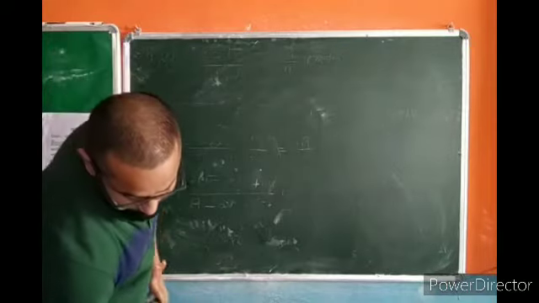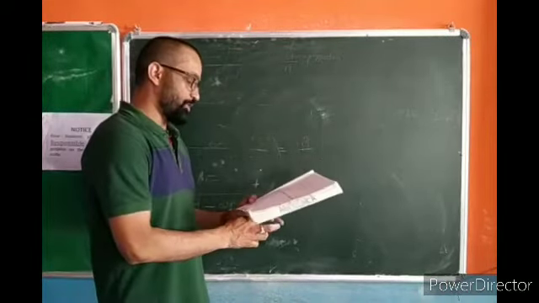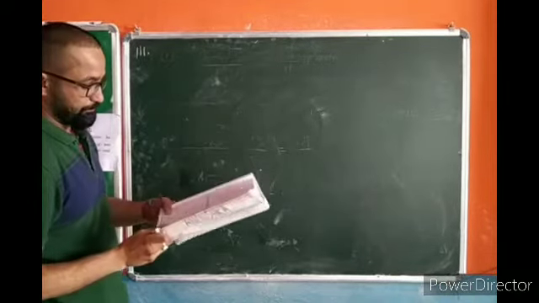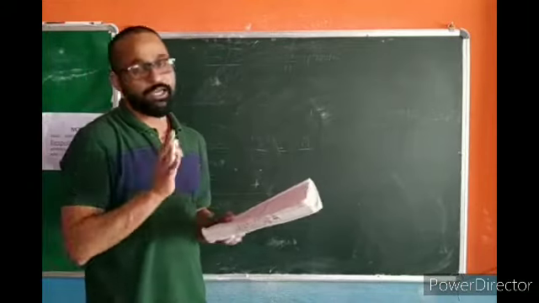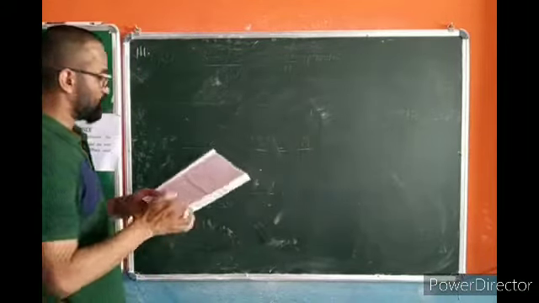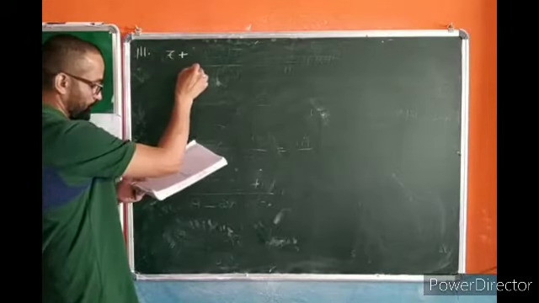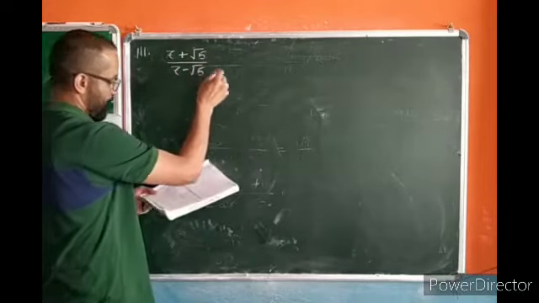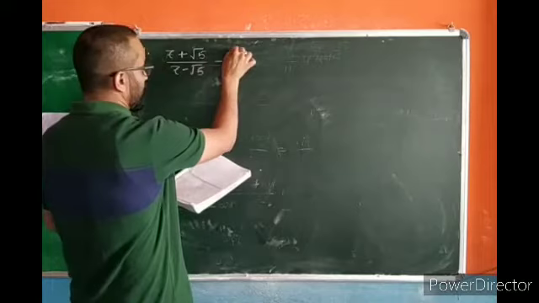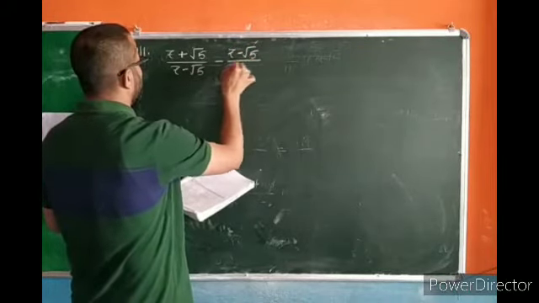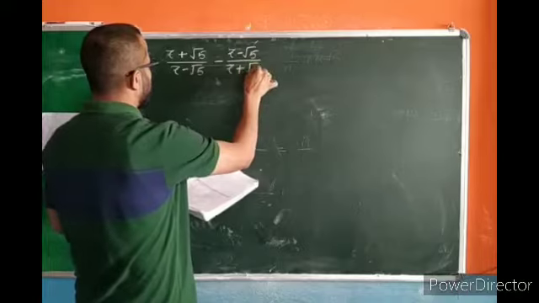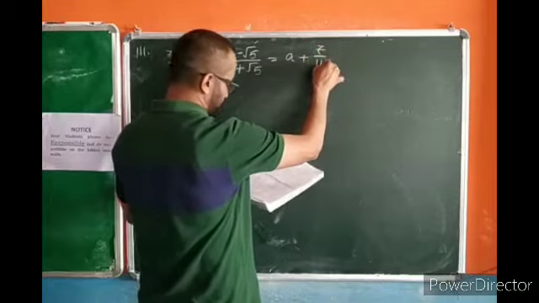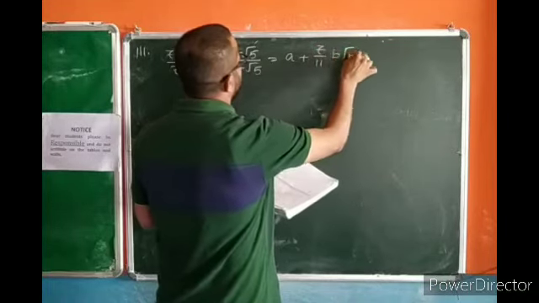Look at question number 4.3. Similar sum. Question says that a and b are rational numbers. Find a and b. You have (7 plus root 5) divided by (7 minus root 5), minus (7 minus root 5) divided by (7 plus root 5), equal to a plus 7 divided by 11 b root 5.